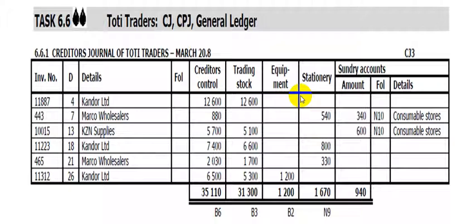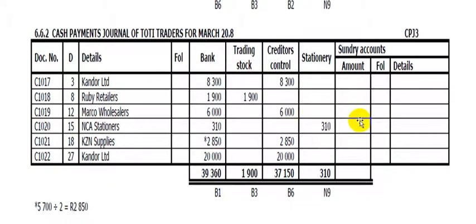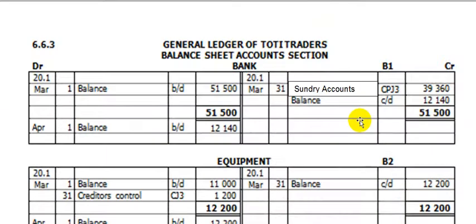Okay, you're provided with the information relating to 40 traders for March 2008. Okay, so you're required to prepare the creditors journal, and there it is in front of you. Okay, and then you prepare the cash payments journal. Okay, and there's the cash payments journal. Okay, and then finally you post it to the general ledger.